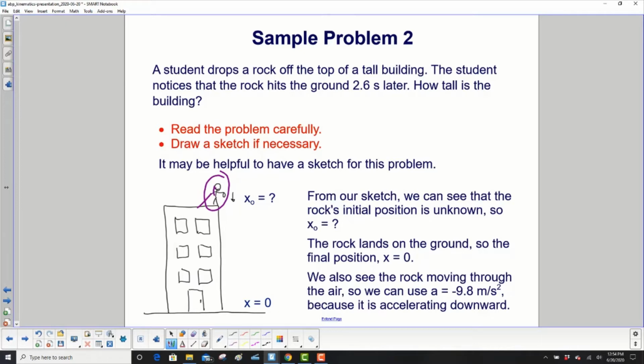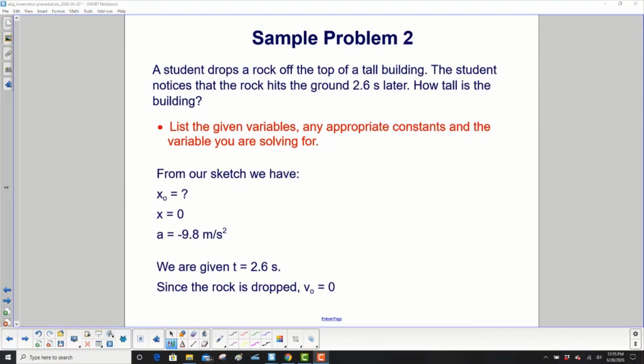The initial position is unknown, right? We're trying to find out how tall the building is. That's another way of saying what is the initial position of the student. So x sub 0 is equal to question mark, and we found that through the sketch. The rock lands on the ground. Our final position, the ground we typically take is x equals 0. We also see the rock moving through the air, so we can use a as minus 9.8 meters per second squared. And the minus sign, why is that? Well, because it's going in the downward direction.